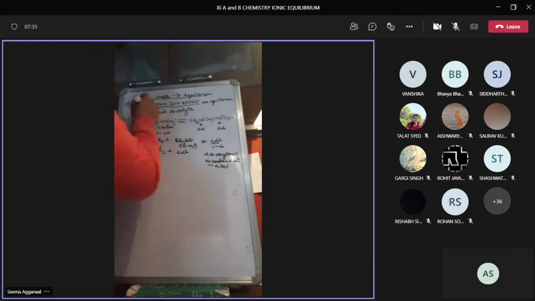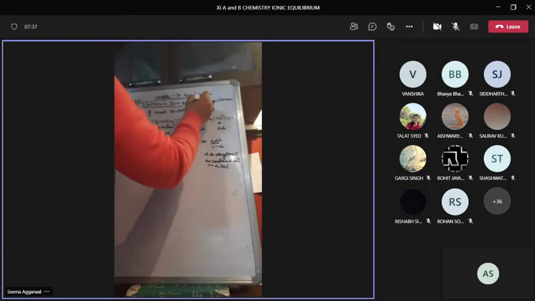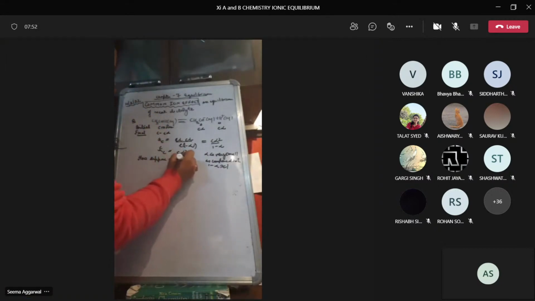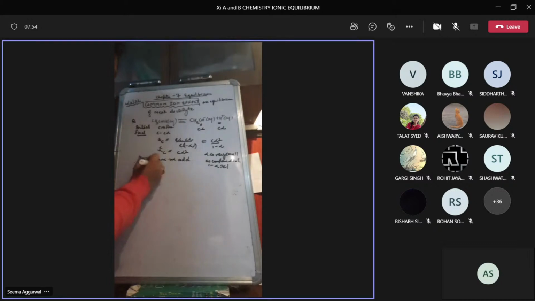We add, what we are studying is the effect of common ion. So if a reaction is at equilibrium, we have calculated the Kc for this. And I am simplifying it to Kc as C alpha square. Otherwise, it will be difficult for you to understand. Now, suppose we add 0.1 molar HCl.